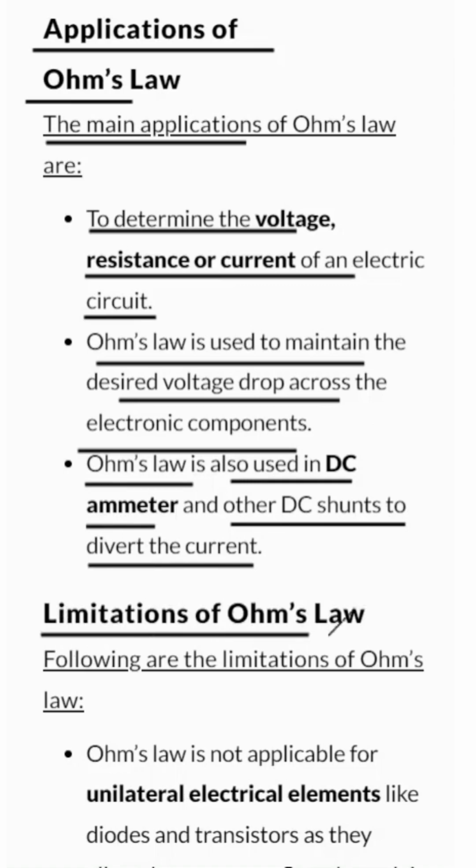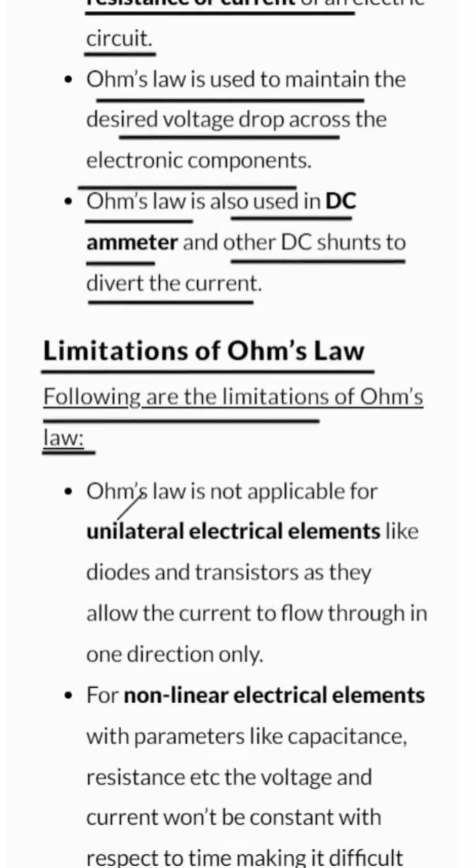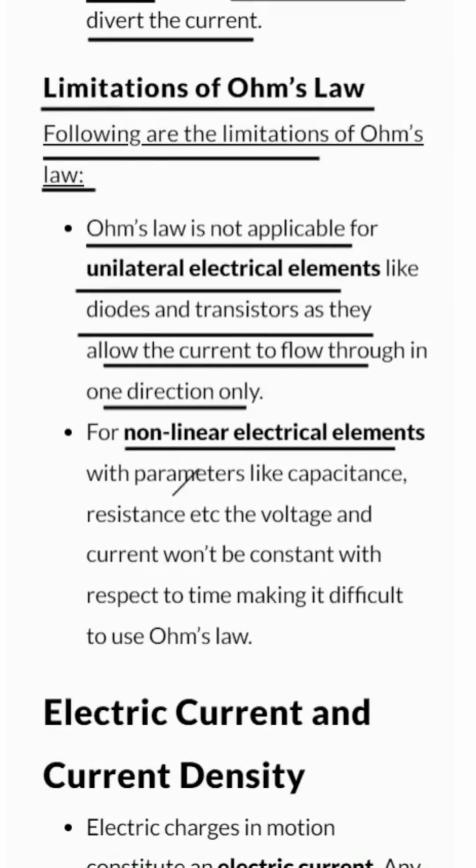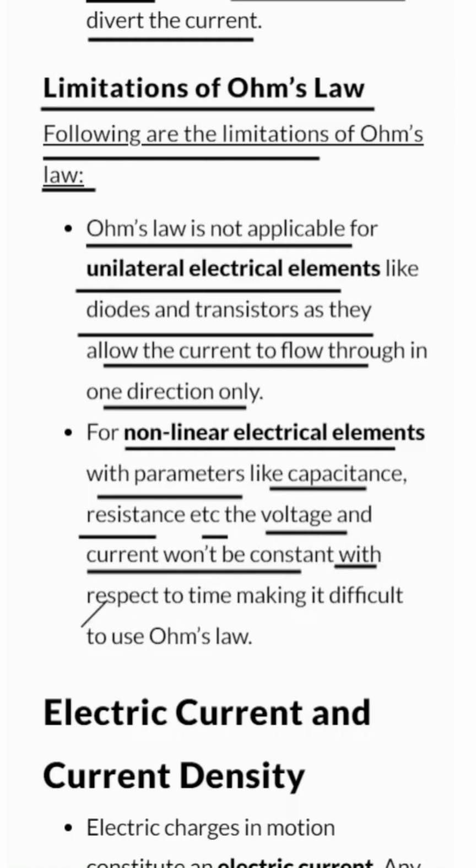Limitations of Ohm's law. While Ohm's law is incredibly useful, it does have its limitations. Ohm's law doesn't apply to unilateral electrical elements like diodes and transistors, as they allow current to flow in one direction only. These devices have unique electrical characteristics that Ohm's law can't describe. For nonlinear electrical elements with parameters such as capacitance or resistance that vary with time, voltage and current won't remain constant. Ohm's law becomes less useful in these cases.